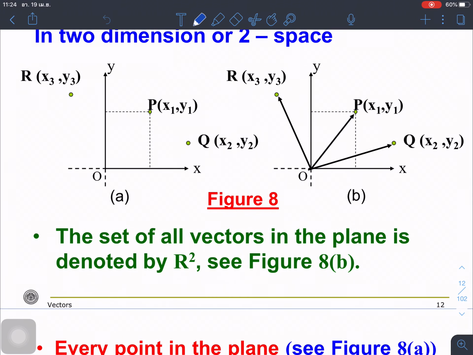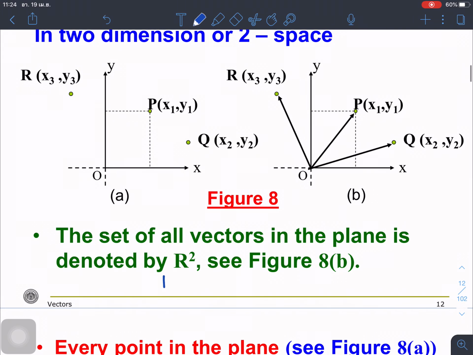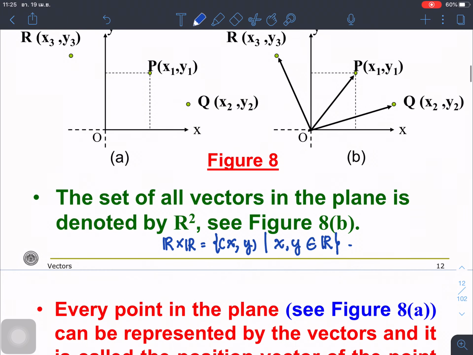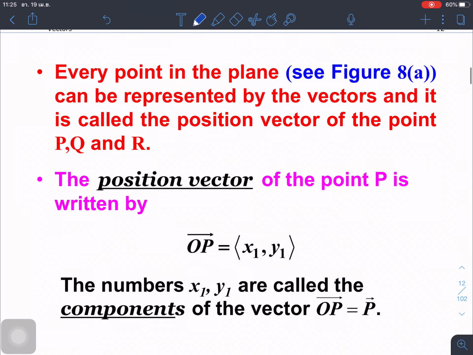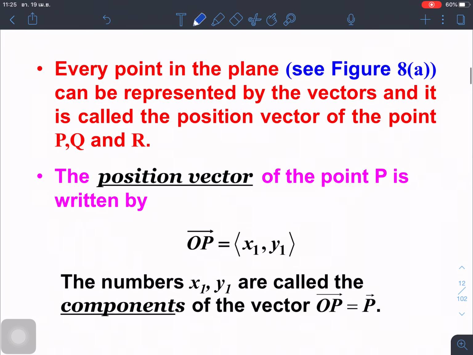The set of all vectors in the plane is denoted by R squared, or sometimes you might have seen R cross R, which represents the set of ordered pairs x and y, where x and y belong to the set of real numbers. So we're going to represent each vector by using the coordinates, the ordered pair. Here's what I just said, written in here.